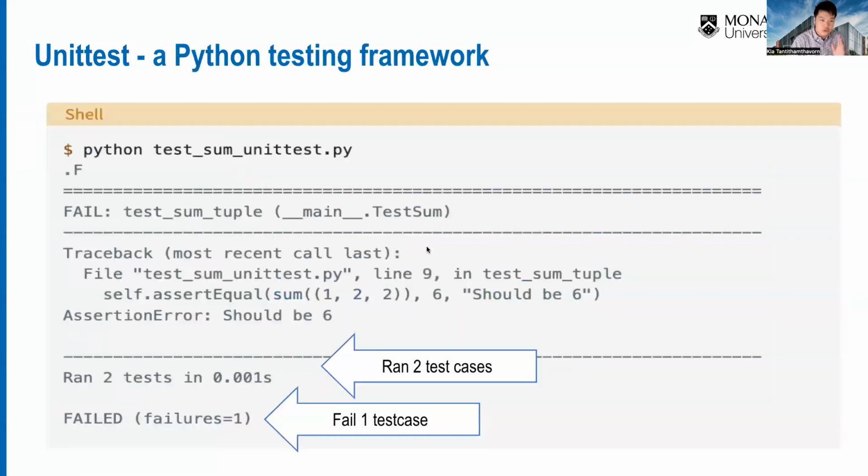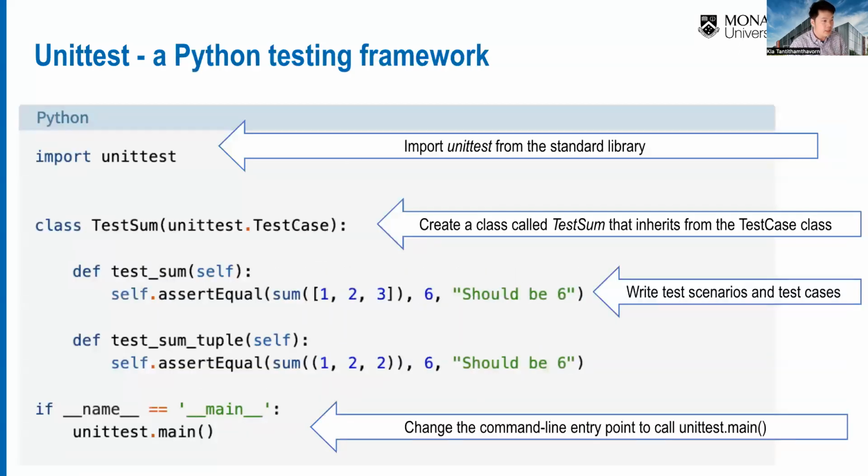Okay, this is how we do it, and we're going to practice it in the studio as well. First and foremost, we start by importing unittest from the standard library. Then we create a class called TestSum and inherit it from unittest.TestCase. This is the first test method. We want to test the basic summation function, so the sum of anything, and we return this.